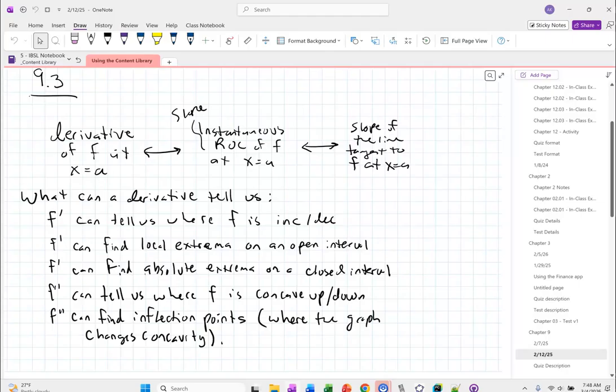So in chapter 9, we've been talking about this idea about the derivative. We've talked about that the derivative is really like the same thing as the instantaneous rate of change, or the slope of the line tangent to a curve at a point. Those three things are all talking about the same thing. We'll talk about how to find the derivative algebraically using our derivative rules, specifically the power rule, and then some algebra to get things into a form where we can do that.